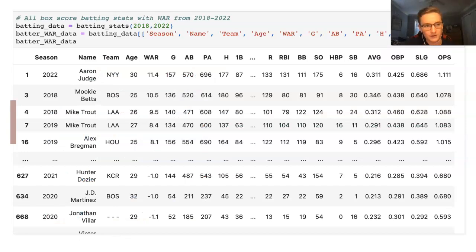So I did the same thing with batting data as well. I grabbed a lot of common box score statistics for hitters. So we have games, at bats, plate appearances, hits, and then each of the different hits, singles through home runs. There are runs, RBIs, walks, strikeouts, hit by pitches, stolen bases. And then I thought I would include average, on base percentage, slugging, and then OPS, which I think if OPS were the top one, I might just include it over the others, because it is a combination of both of these.